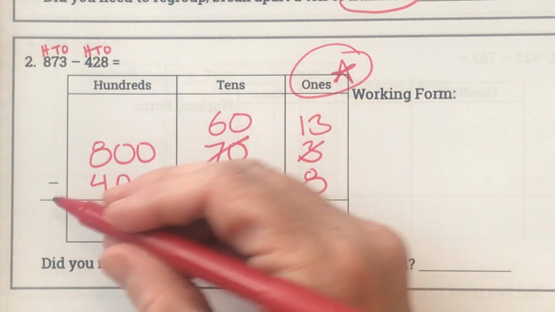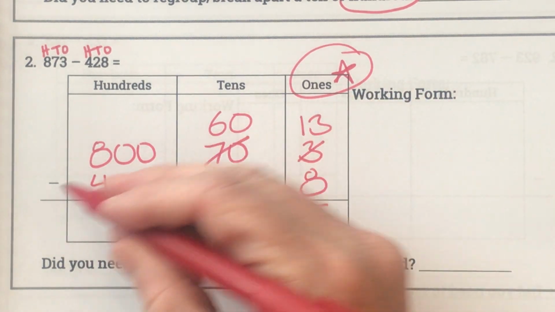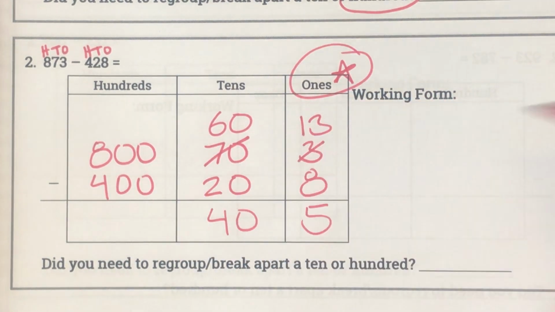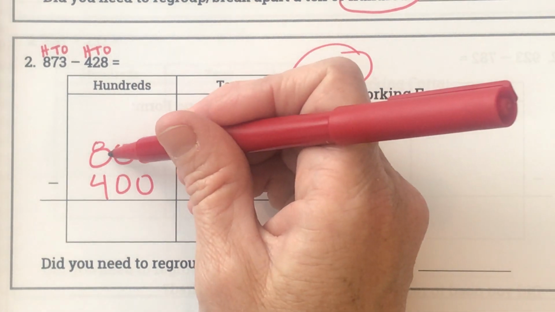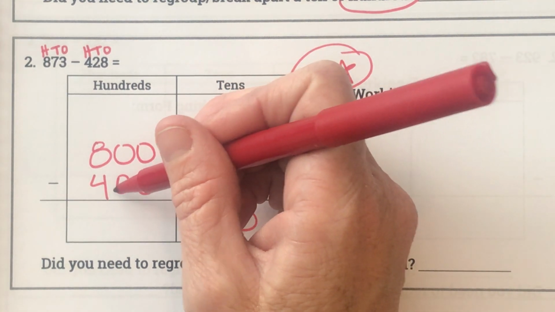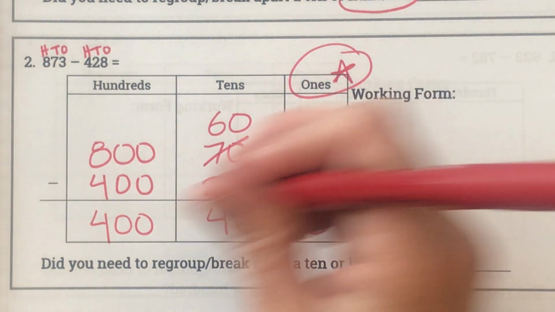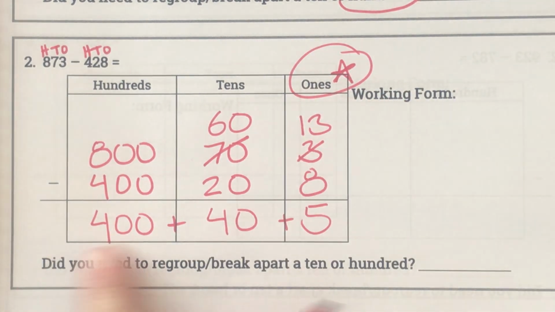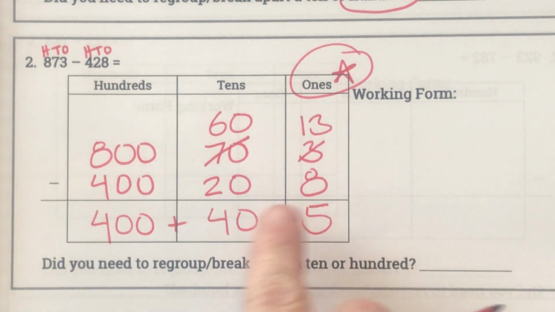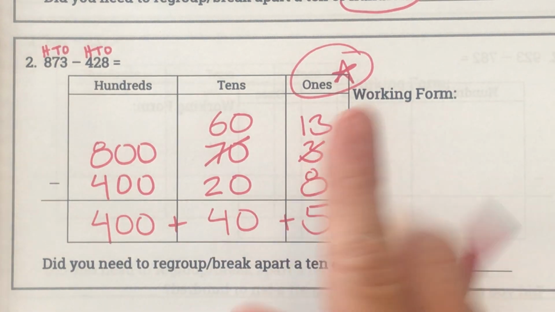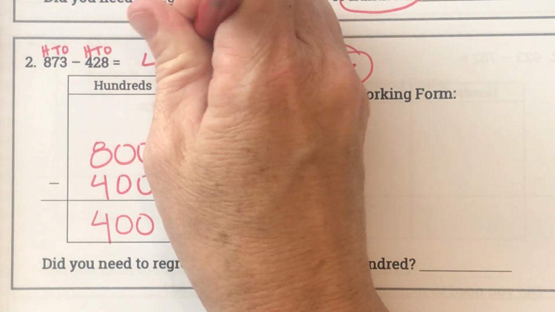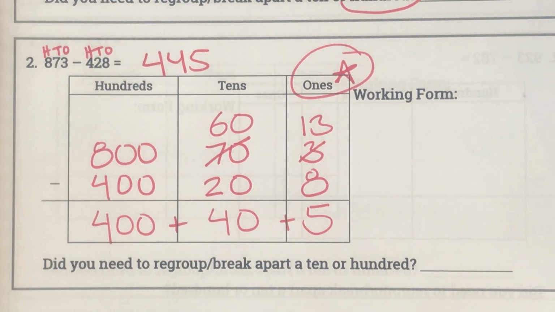6 tens take away 2 tens, or 60 take away 20, is 40. And 8 hundreds take away 4 hundreds is 4 hundreds, which is 400. So my answer in expanded form looks like this, but in standard form it's 445. So my difference is 445.